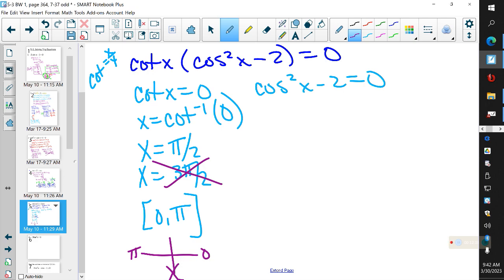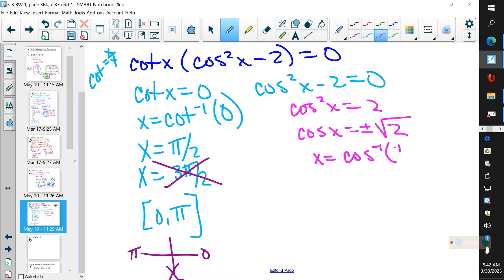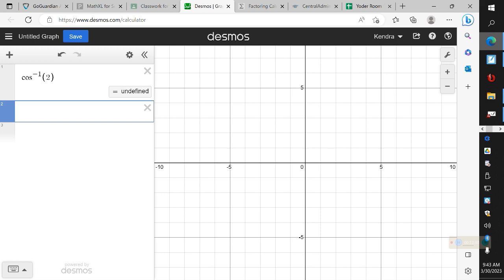So then over here, we're going to go ahead and finish this to give me a 2, and then we're going to take the square root of that. And when we take the square root, we get plus or minus the square root of 2. And then x is going to be equal to the cosine inverse of plus or minus the square root of 2.